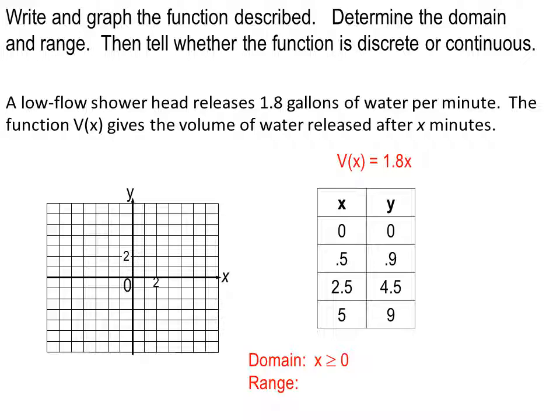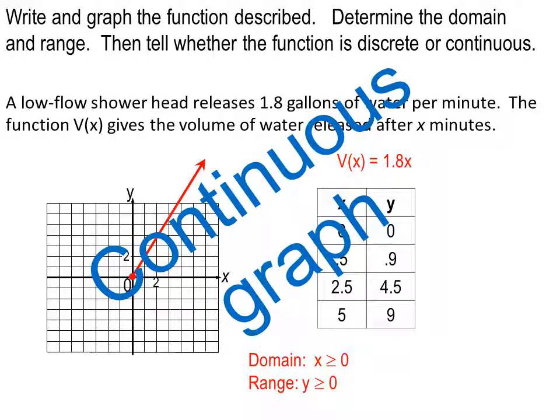Now let's talk about the range. What's the range for this scenario? If you said y is greater than or equal to 0, then you would be correct. Can you explain to me why? When I take my information from the table and plot my points, I create the following graph. This is a continuous graph.